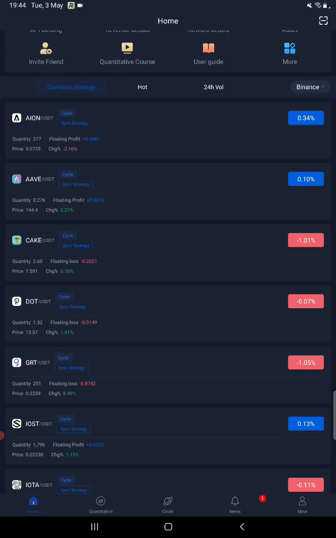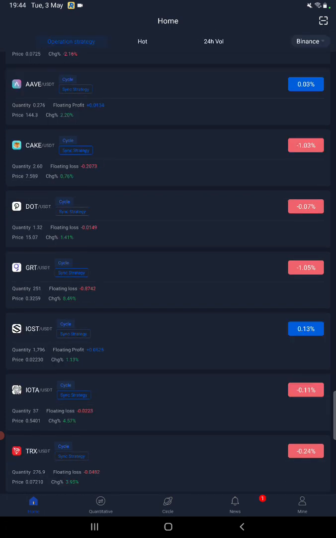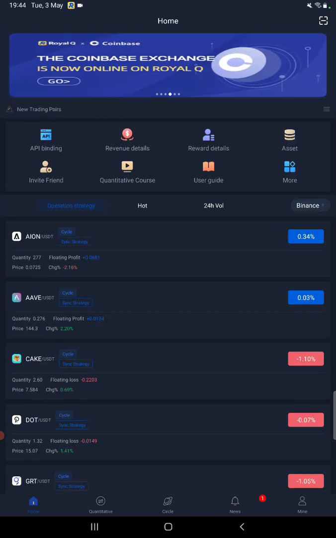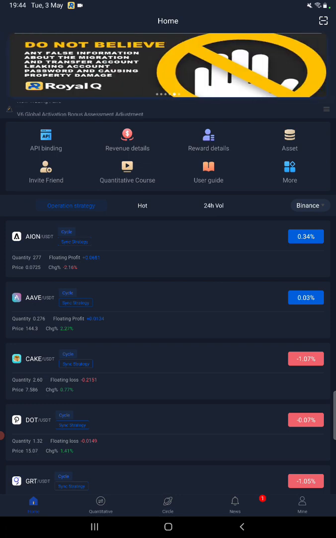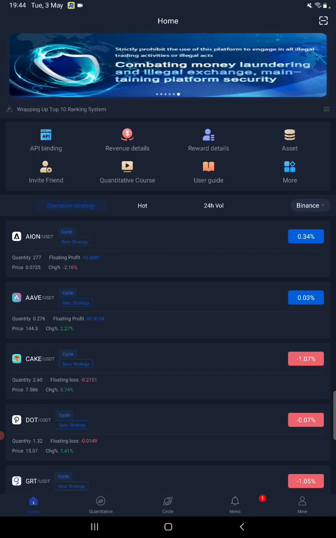Now over here I have about 10 coins that are currently synced with JD10X. In these 10 coins, you can see that I have a return rate. Some of this return rate is in blue, some of this return rate is in red. Now the whole idea is that we don't want to close any trade that is in red.